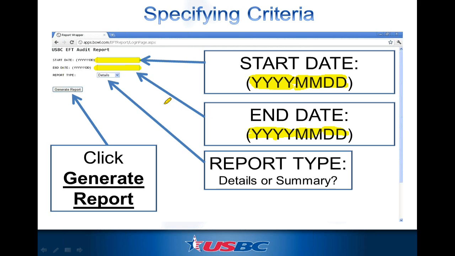The last thing that you need to do on the criteria page is choose what type of report you want. Are you looking for details, each individual bowler separately? Or are you looking just for a summary, just to see how much money you have total, how much money went in and out? I'll show you the difference when we move on. So you've entered your start date, you've entered your end date, and you've selected what type of report. I selected the details report. Once you've done that, click on Generate Report.